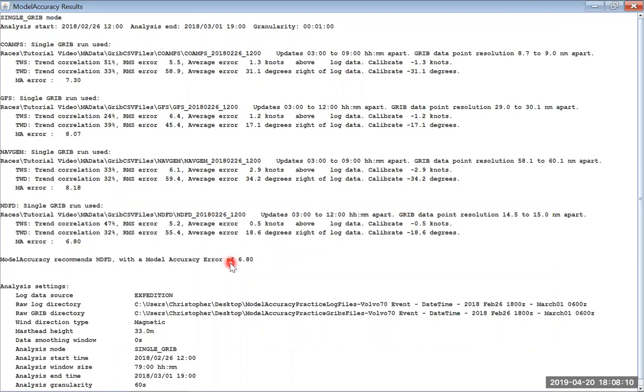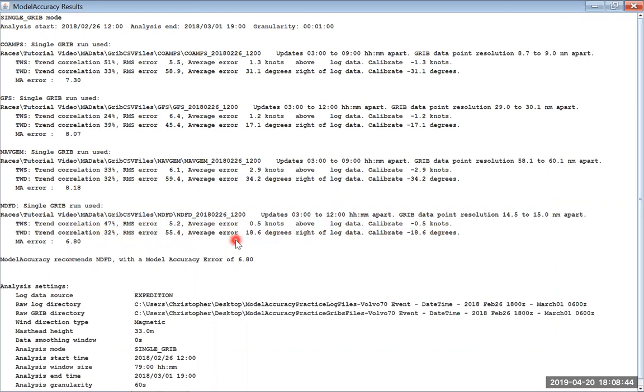If it was just a single GRIB, it'd be NDFD at 6.8. We'll look at that. The trend correlation was 47% right. RMS error 5.2. Average error was 0.5 knots above. That's pretty good on average, but remember, you can have way above and way below and still have an average error that can be low. And the true wind direction correlation was only 32%, 18 degrees right of the log data.